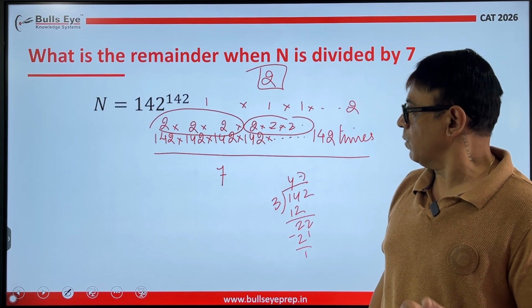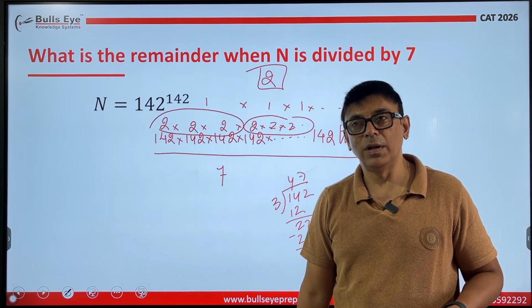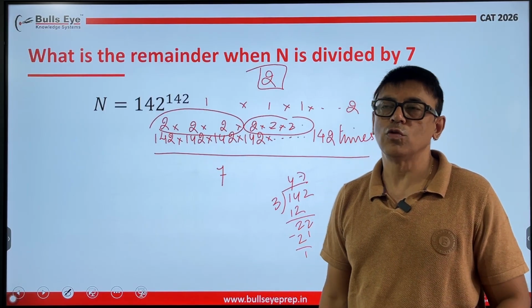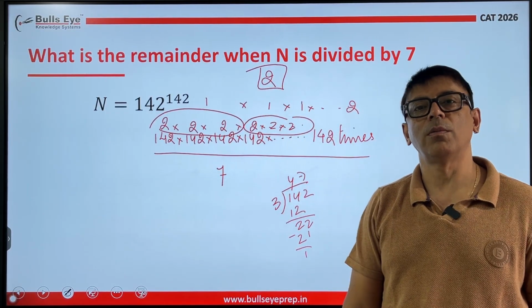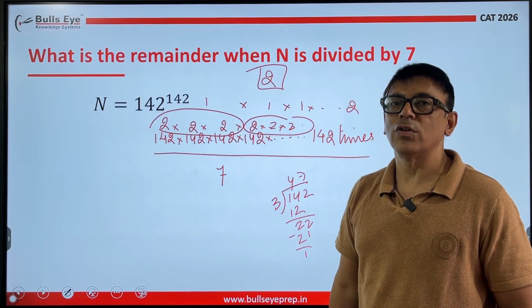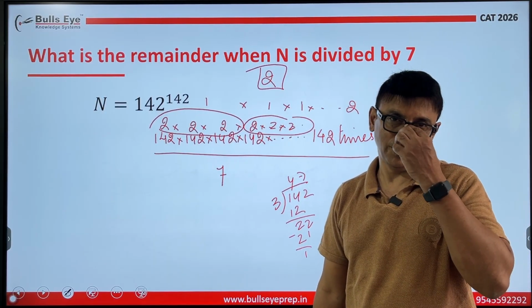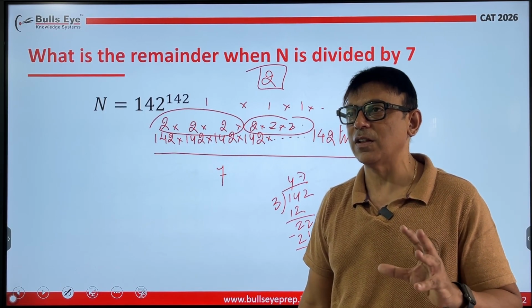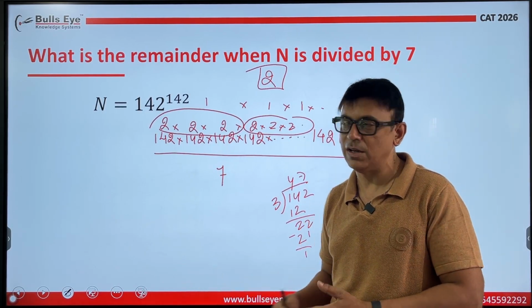The question was 142 raised to 142. What is the remainder? We don't know the quotient. No one knows that, but the remainder is 2 for sure, thanks to the remainder theorem or the modulus theorem. Some other way of doing this was with Euler's theorem. It might look redundant in this case, but in some other cases it might be helpful for you. So I'll just cover it here.